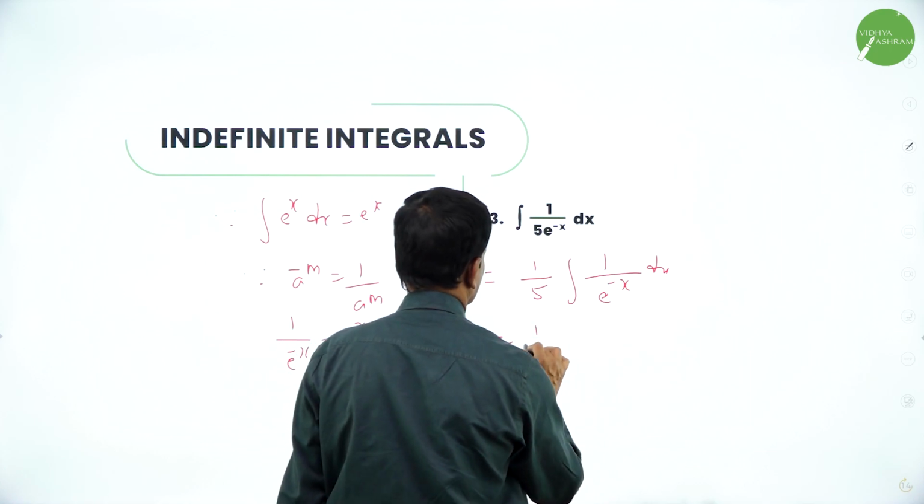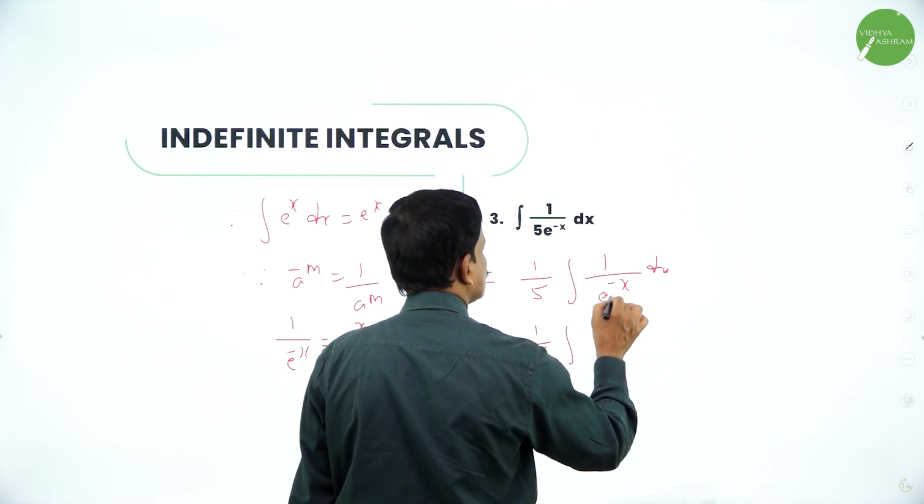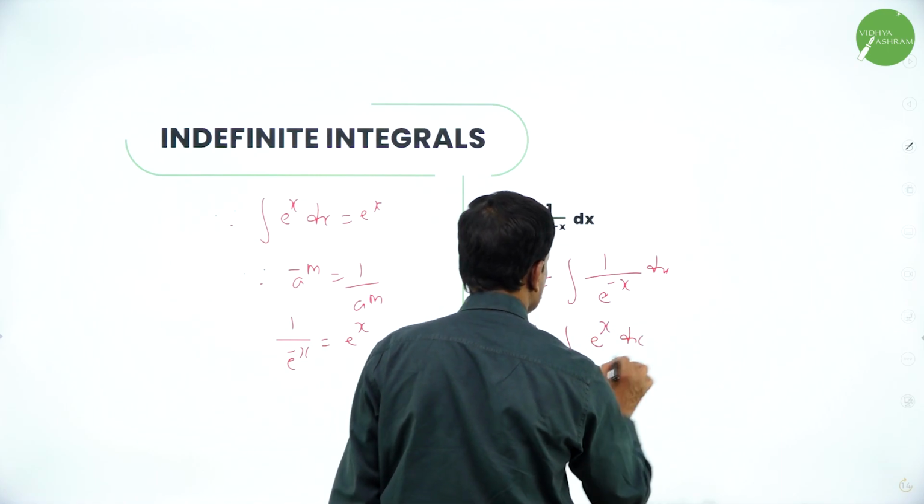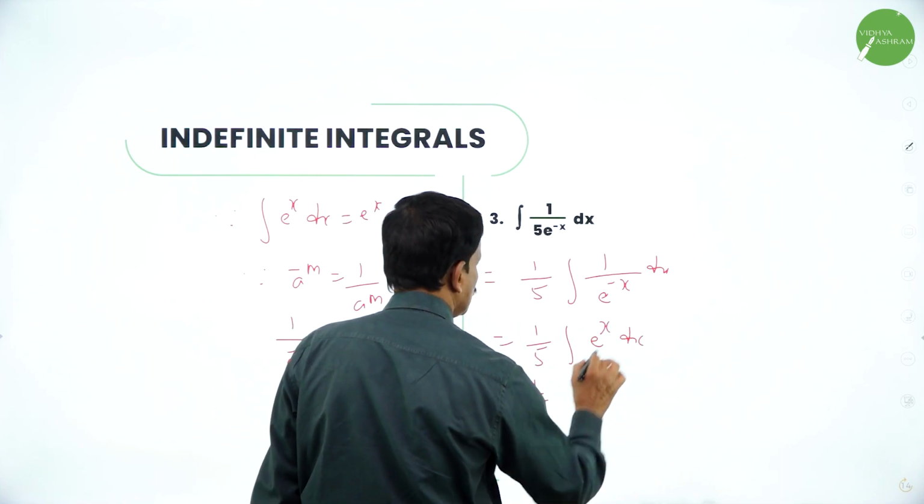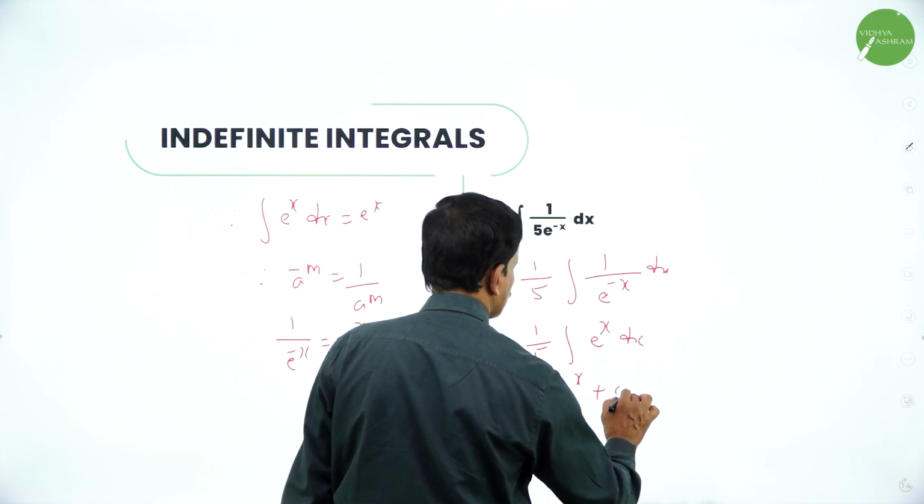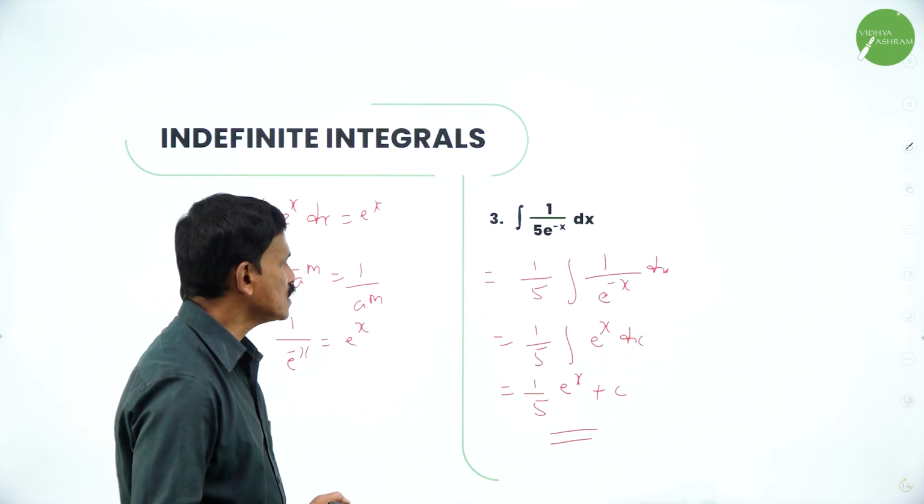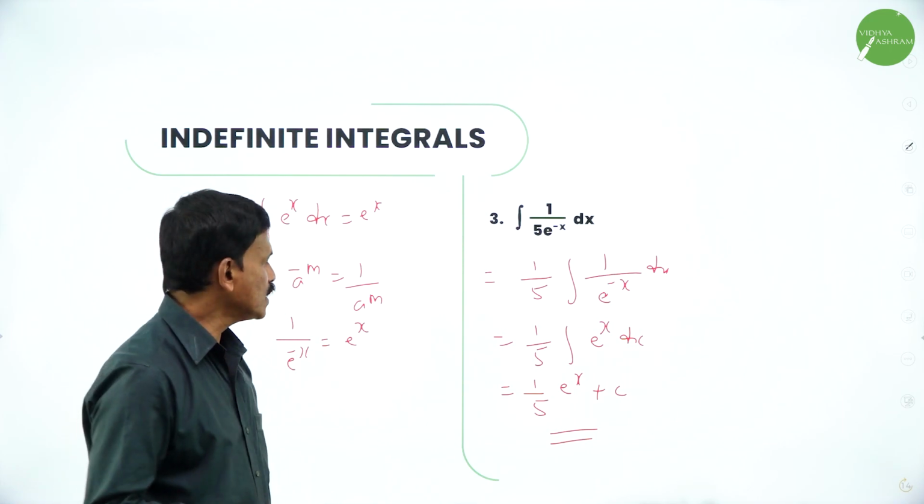So this is 1 over 5 as it is, integral. Transfer this to the numerator, then this becomes e raised to plus x dx. So 1 over 5 into integration of e power x is e power x plus c. The answer is 1 over 5 e to the power of x plus c, the integrated answer. Okay, now move on to the next problem.